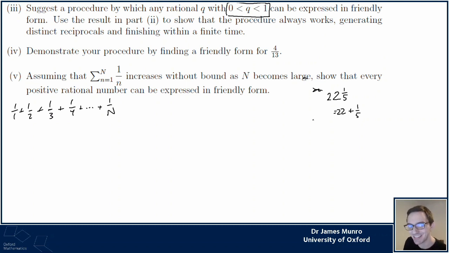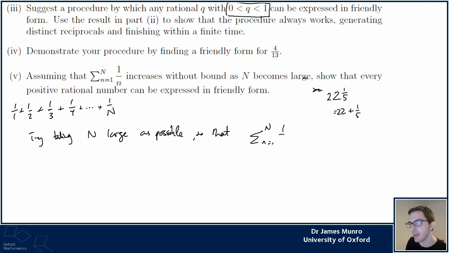Before we were just being greedy and taking the biggest chunk that we could. Let's do that here. Let's try taking n as large as possible, so that the sum from 1 up to n of 1 over n is less than or equal to q. In particular, one more term would be too many: plus 1 over m plus 1 would be bigger than q. Okay, that's too many terms.